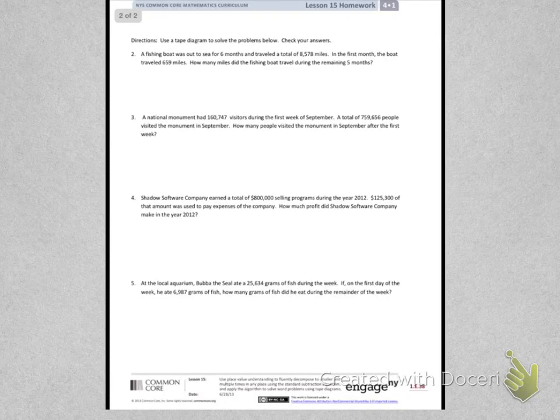Grade 4, Lesson 15, page 2. Directions. Use a tape diagram to solve the problems below. Check your answers. Problem number 2.